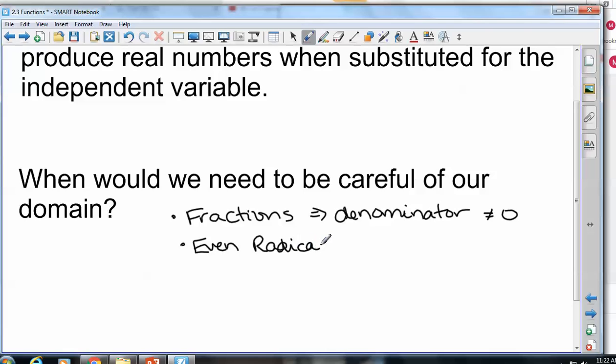The other thing we need to worry about are even radicals. So I'm talking like a square root, a fourth root, a sixth root. In those, the argument or the radicand, the thing under the radical, has to be greater than or equal to 0. You have to have a positive. For now, those are the only things we have to worry about.